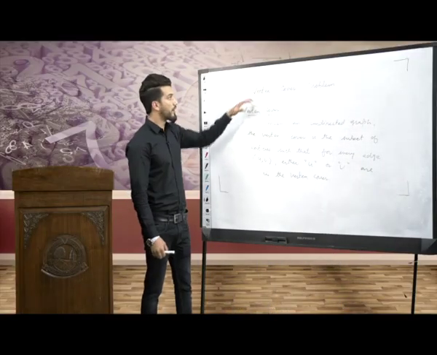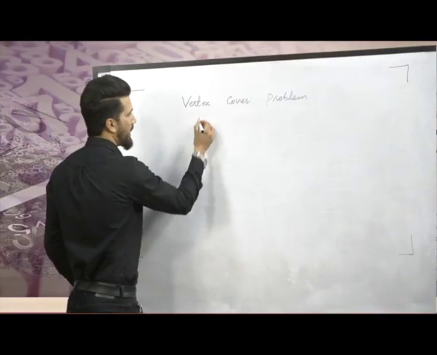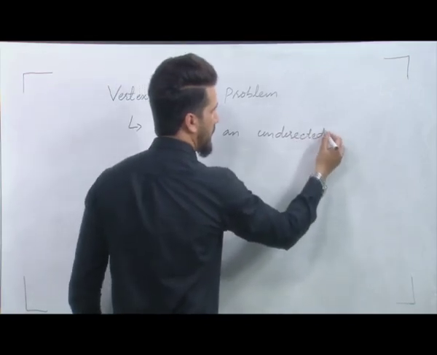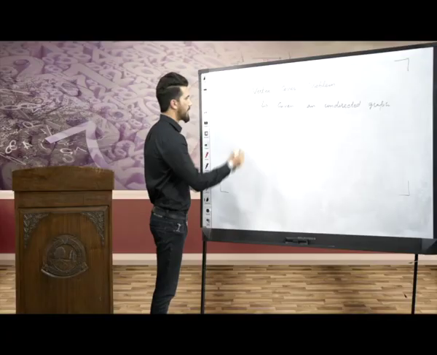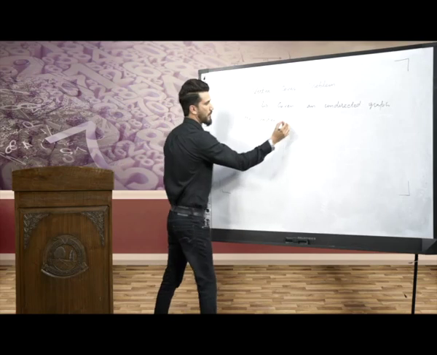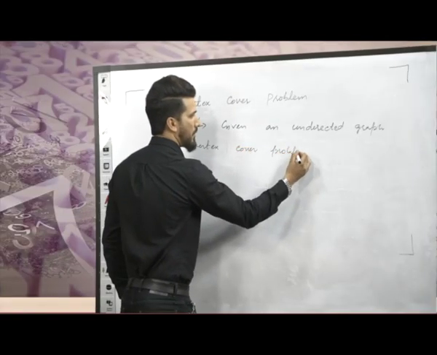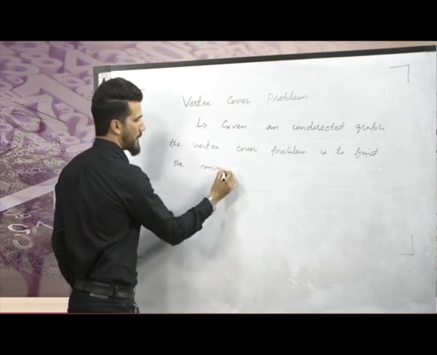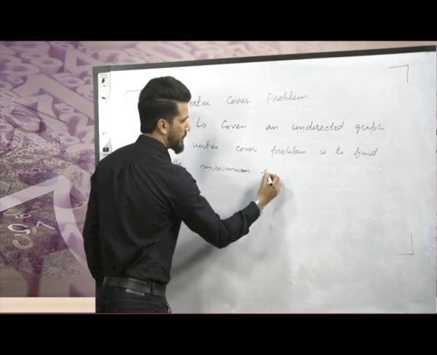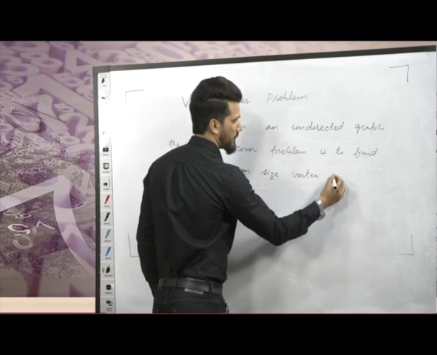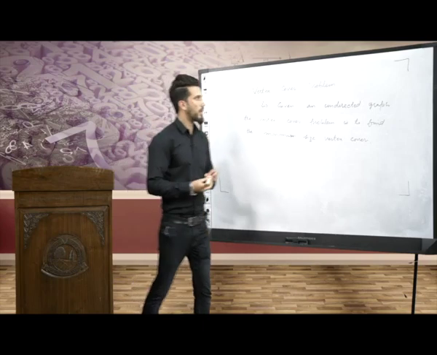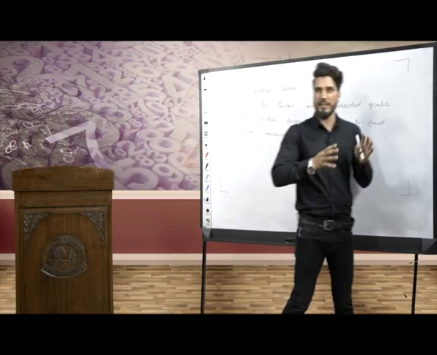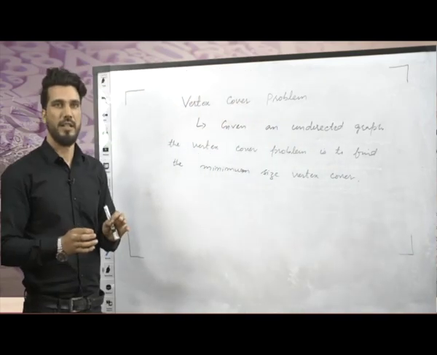Now, this is the vertex cover. Let's define what the vertex cover problem is. It's related to an undirected graph. Given an undirected graph, the vertex cover problem is to find the minimum size vertex cover. So the vertex cover problem asks us to find the vertex cover of the minimum size. That means the subset should contain the least number of vertices, covering all the edges.